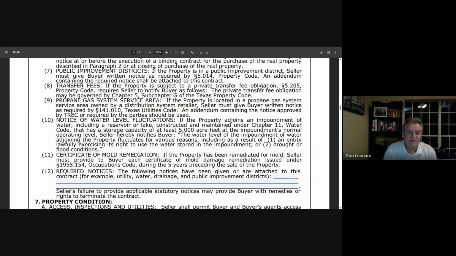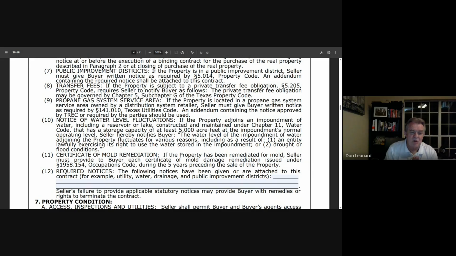Section 10, notice of water level fluctuations, just tells them that if you adjoin a lake, then the level of that lake is going to rise and fall for various reasons. And again, you can't judge how much land you own by the edge of the water. That's all that one says.